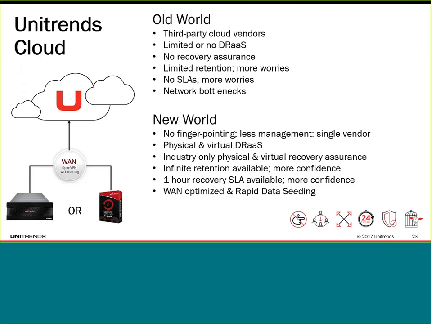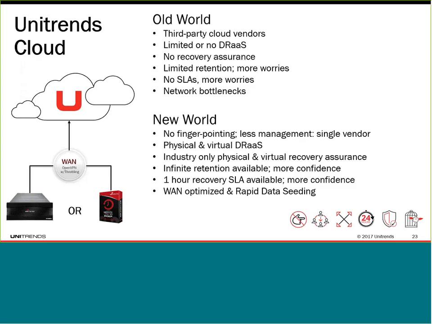In the new world, through Unitrends, there's not going to be finger pointing. There's a lot less management. It's all managed through a single vendor. So we offer DR as a service both for physical environments and virtual environments, giving the only industry physical and virtual automated DR testing through recovery assurance, giving you infinite retention if needed, and ultimately more confidence through our SLAs, through our WAN optimized data seeding. We'll ship you a NAS if bandwidth is an issue. You load up that data, then from that point on, you just replicate incremental data from backup point to backup point.